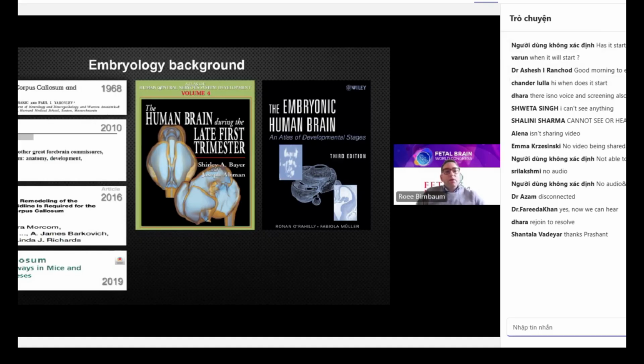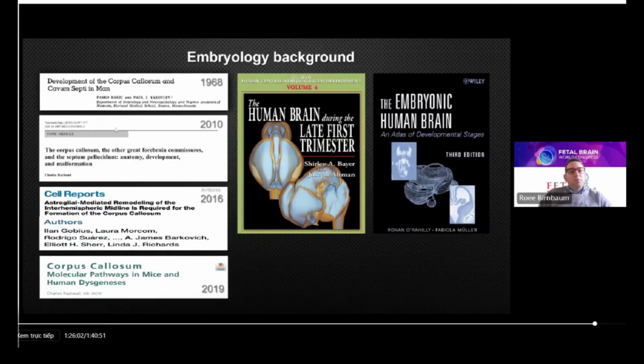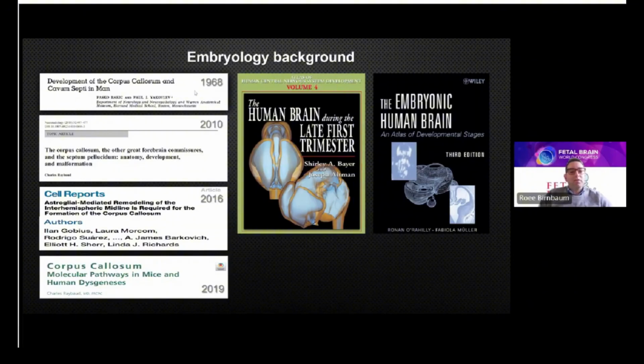And I think that no one can talk today about the development of the corpus callosum without knowing this fantastic pioneer and important paper from 1968 by Rakic and Yakovlev, which paved the way for us to understand how the midline structures and commissuration work. And then, of course, Charles Ribot and Linda Richards and her group were the people who showed us the way. So these are at least the papers for you to start with.